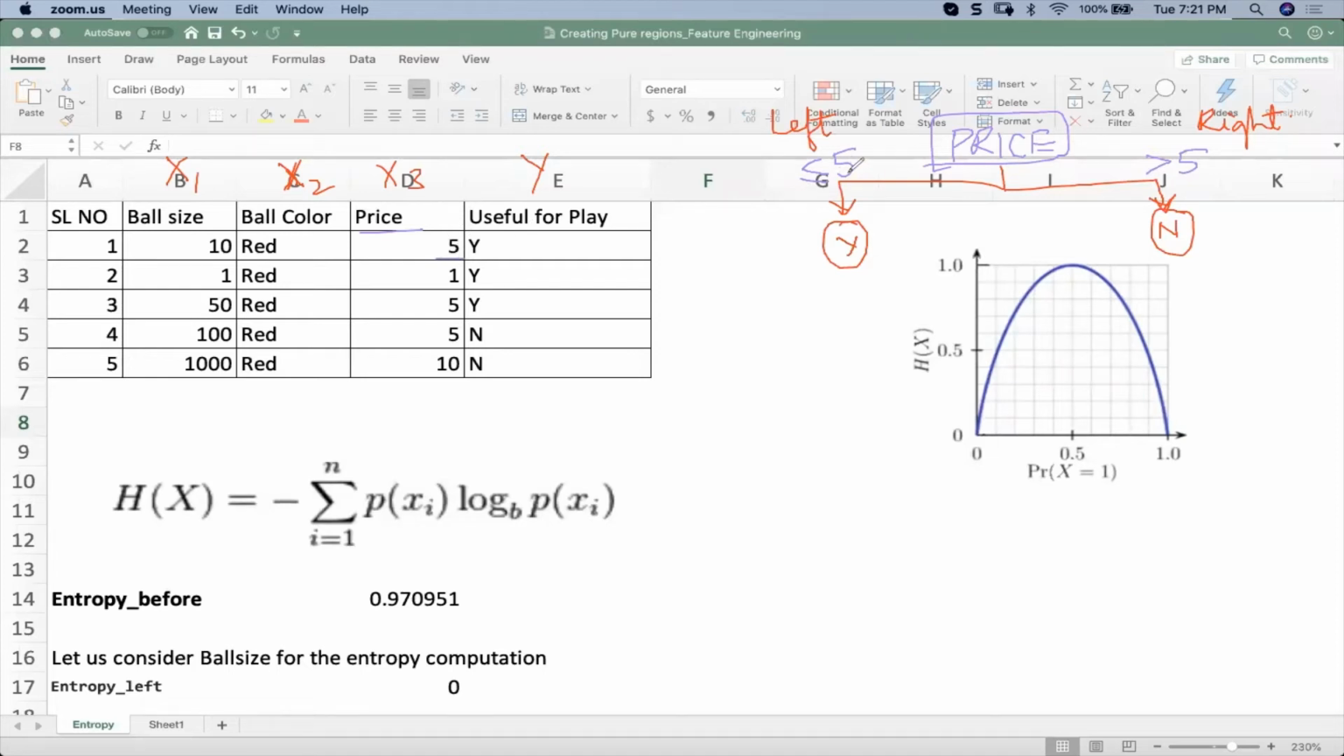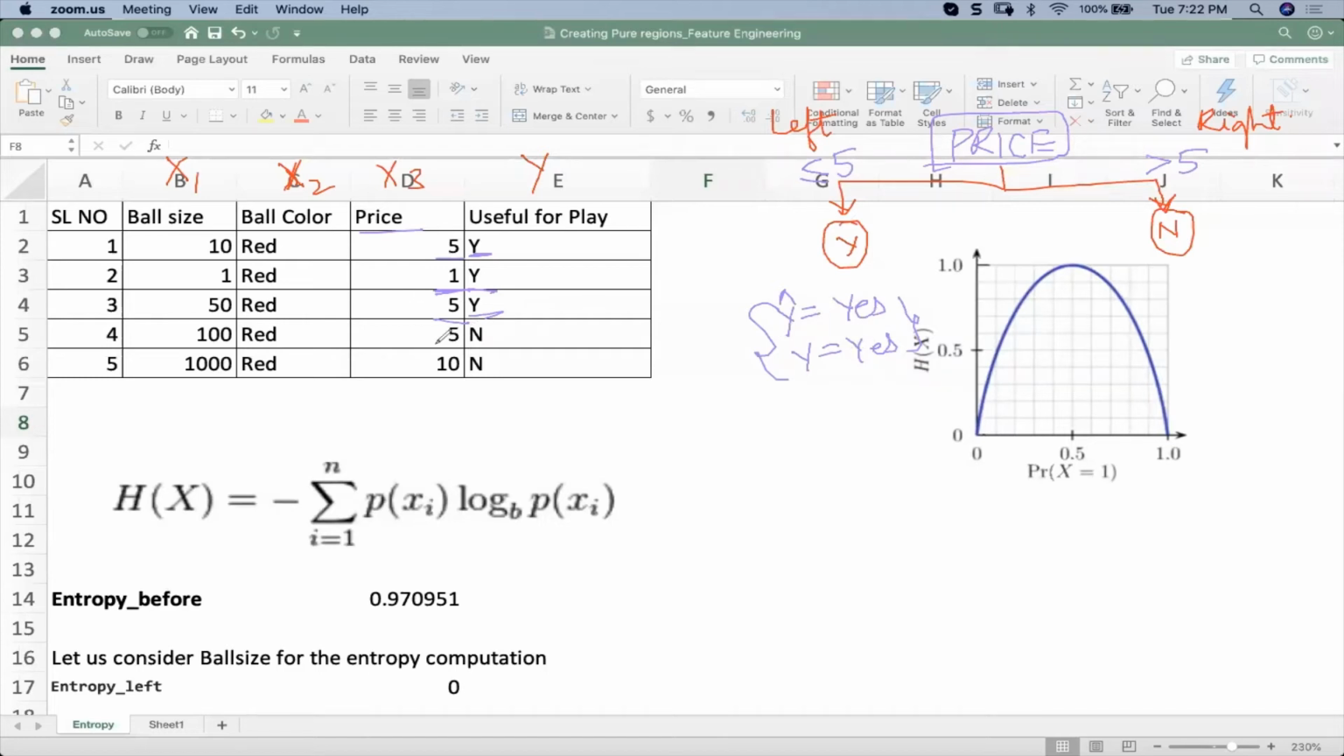So look at this 5 here. Is this 5 less than or equal to 5? Yeah. So what does your classification model say? Yes, it will be useful for play. What does your actual value say? Yes. Is there a match? Oh yeah. Look at the second row. Price is 1. 1 is less than or equal to 5. Then your model will say it is useful for play. Actually, it is useful for play. Match. Next, 5. 5 is less than or equal to 5. That means your model will say it is useful for play. Your actual value also says useful for play.